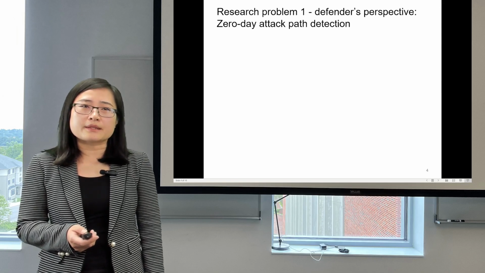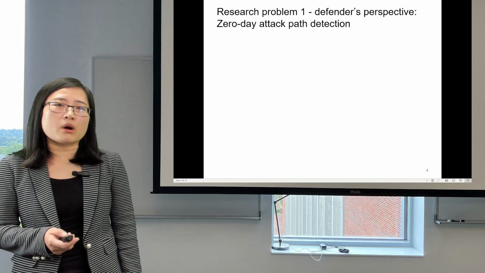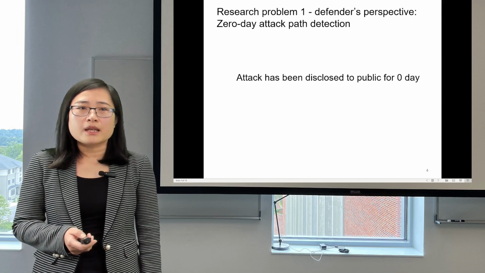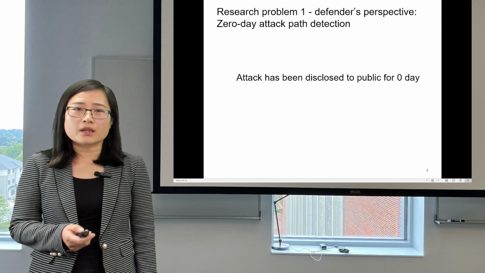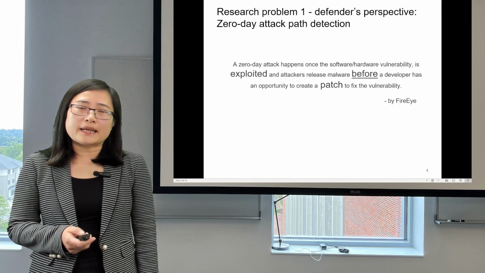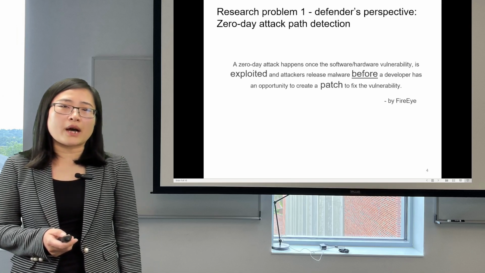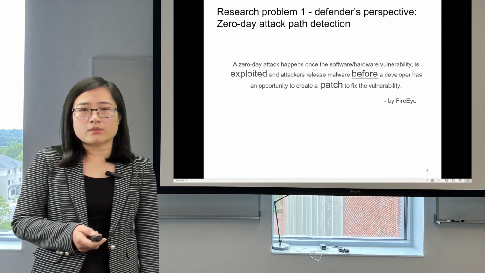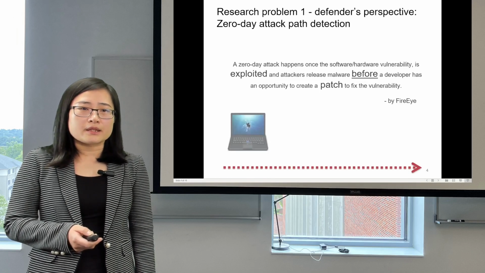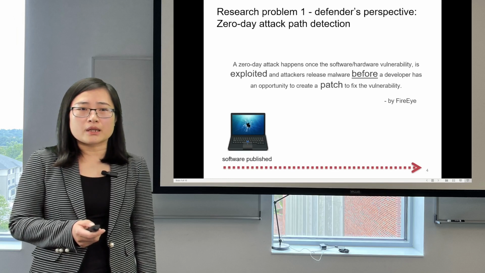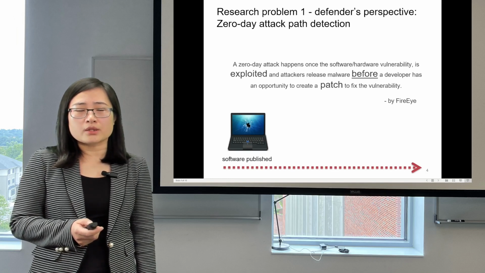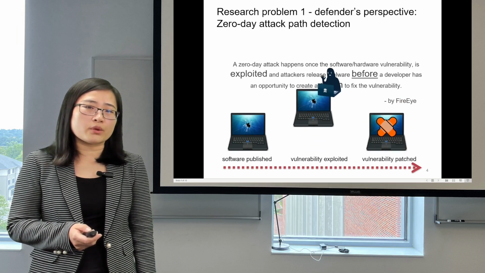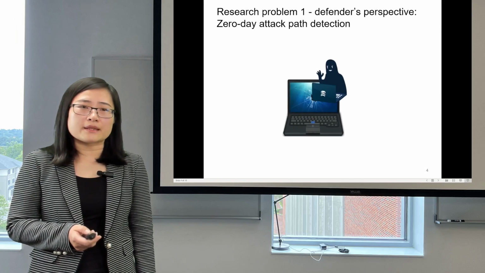One example is the zero-day attack path detection problem, which involves the defender's perspective. That means we want to study how we can better detect the attacker's activities. Zero-day means the attack has been disclosed to the public for 0 days. More specifically, a zero-day attack happens once a software or hardware vulnerability is exploited before the developer has an opportunity to create a patch to fix this vulnerability. So this is a timeline. The software vendor first publishes software without even knowing there is a security hole inside it. And then the attacker exploits this vulnerability before a patch is even created. This attack is what we call a zero-day attack.